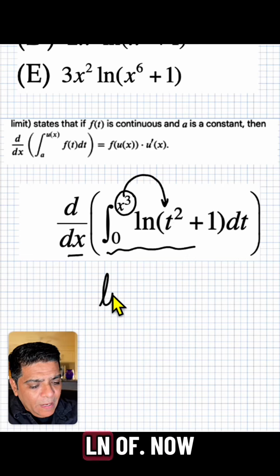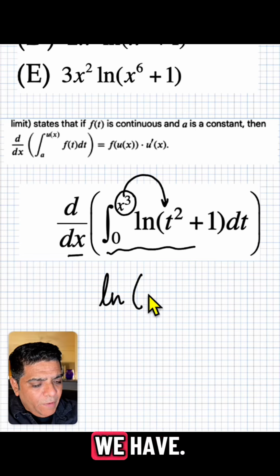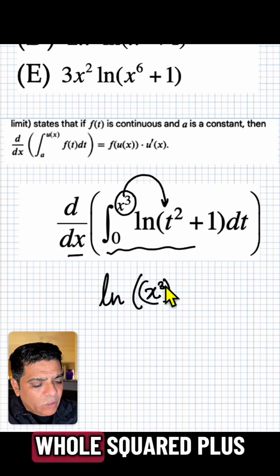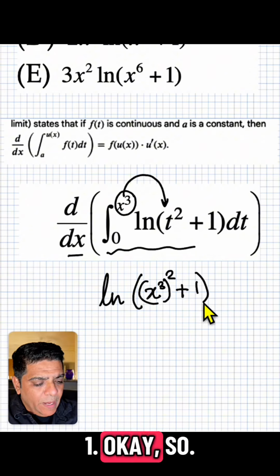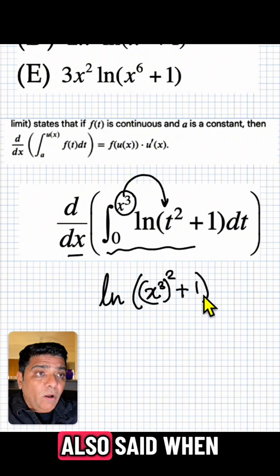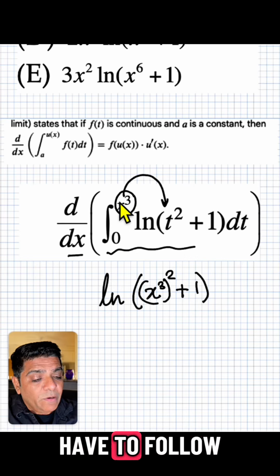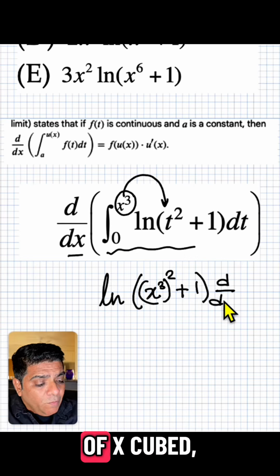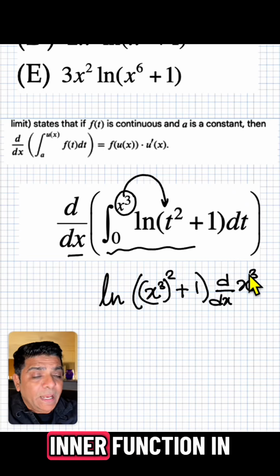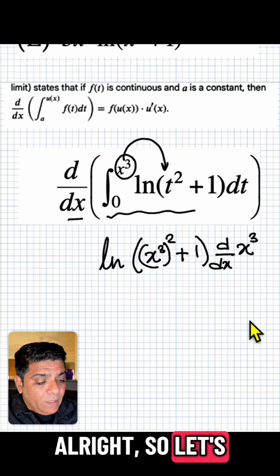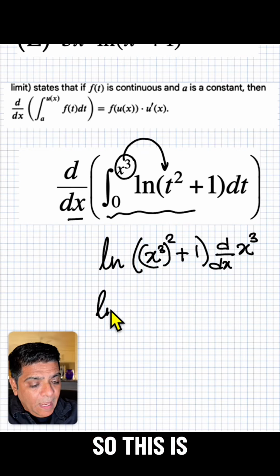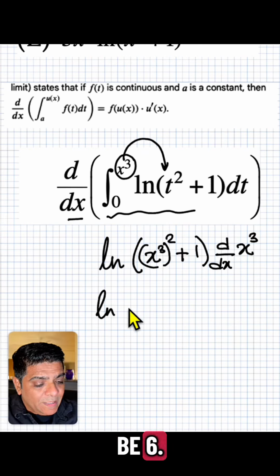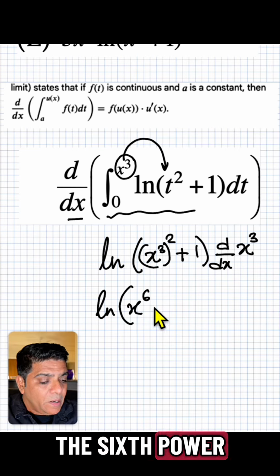So we get ln of, now instead of t, we're going to put x cubed, whole squared, plus 1. But remember, we also said when you take the derivative, you also have to follow the chain rule. So then you take the derivative of x cubed, which is the inner function in this case. All right, so let's clean this up a little bit. So this is ln of (x cubed) in parentheses squared, 3 times 2 is going to be 6, so x to the 6th power plus 1.